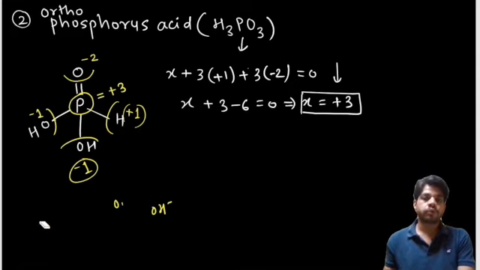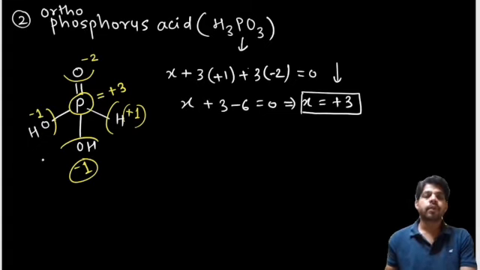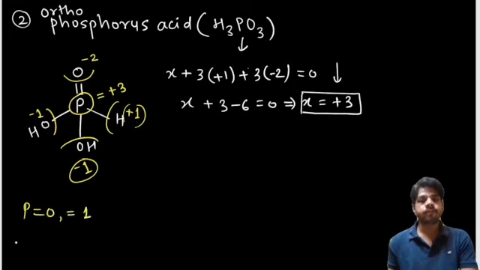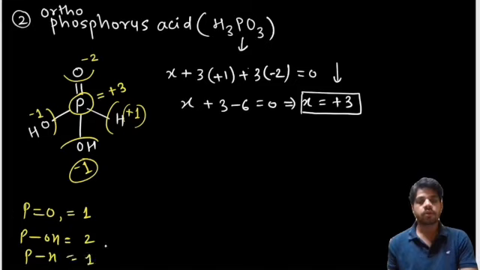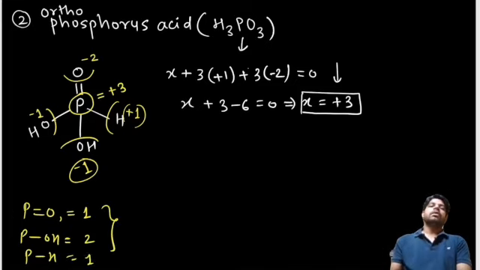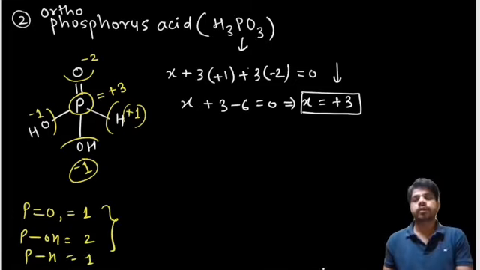Okay, so we have sorted how many things? Name, formula, structure, oxidation state. Now, number of P double bond O is 1. Number of P-OH bonds is 3. No, not 3, it's 2. The number of P-H bonds is 1. This is what orthophosphoric acid contains. These are the bonds that we have for orthophosphoric acid.